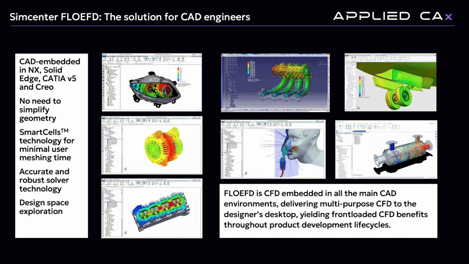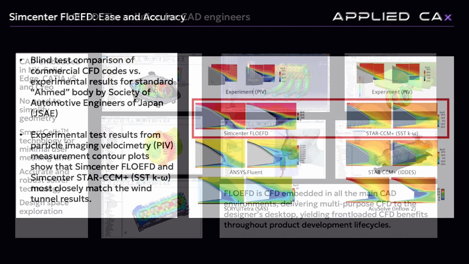FlowEFD is a CAD-embedded CFD tool that can be directly integrated into popular CAD packages such as NX or Solid Edge. This tool is specifically configured to be used by designers and engineers to investigate concepts early on in the design phase and front-load the CFD process. One of the most challenging aspects of CFD is coming up with your initial mesh. FlowEFD takes advantage of smart cell technologies to significantly reduce meshing time and generate meshes that yield accurate results with a robust solver. By allowing designers to investigate their concepts early on, you will significantly reduce product development time.